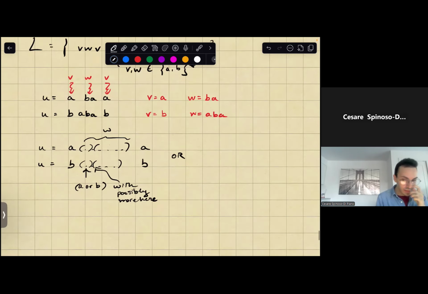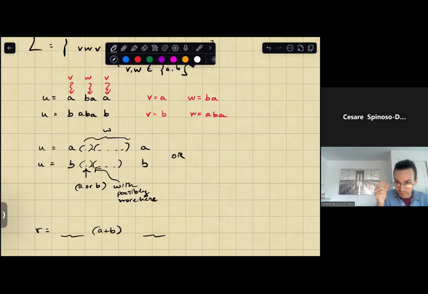Okay, so now it's shaping up. It looks like my regular expression is going to look like some first part, and then some second part, and then some third part. So it looks like my regular expression will be, well, I know the middle has to be A plus B.